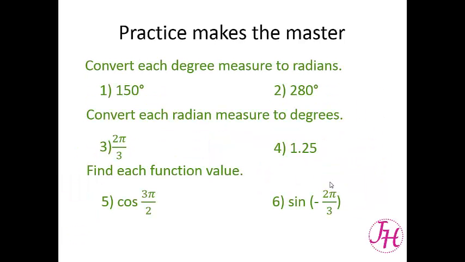Now you try a few. Convert each degree measure to radians. You have 150 degrees and 280 degrees. Then convert each radian measure to degrees. You have 2 pi over 3 and 1.25. Then you're going to find each function value: cosine of 3 pi over 2 and sine of negative 2 pi over 3.